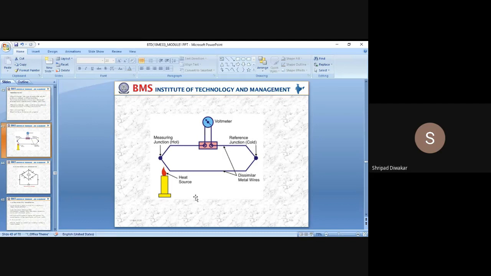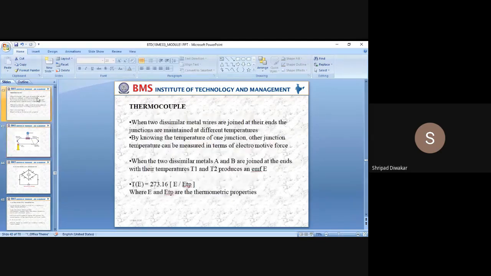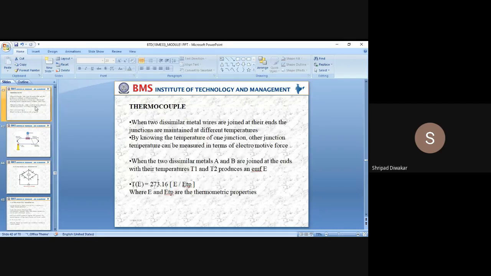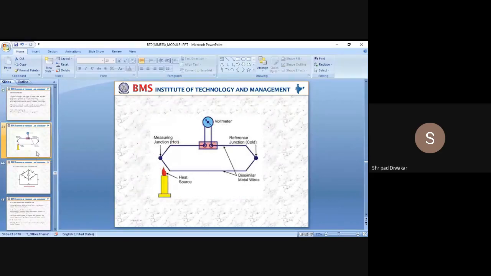When two dissimilar metals are joined at two junctions, one hot junction and one cold junction, which are maintained at different temperatures, by knowing the temperature of one junction, the temperature of the other junction can be easily measured in terms of electromotive force, as the voltmeter is connected between the two wires.